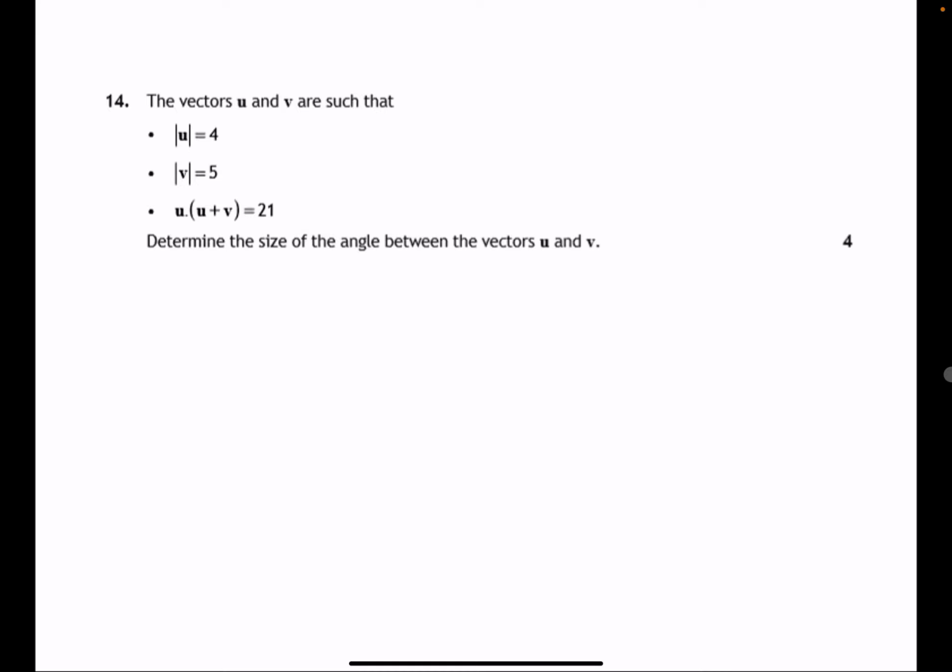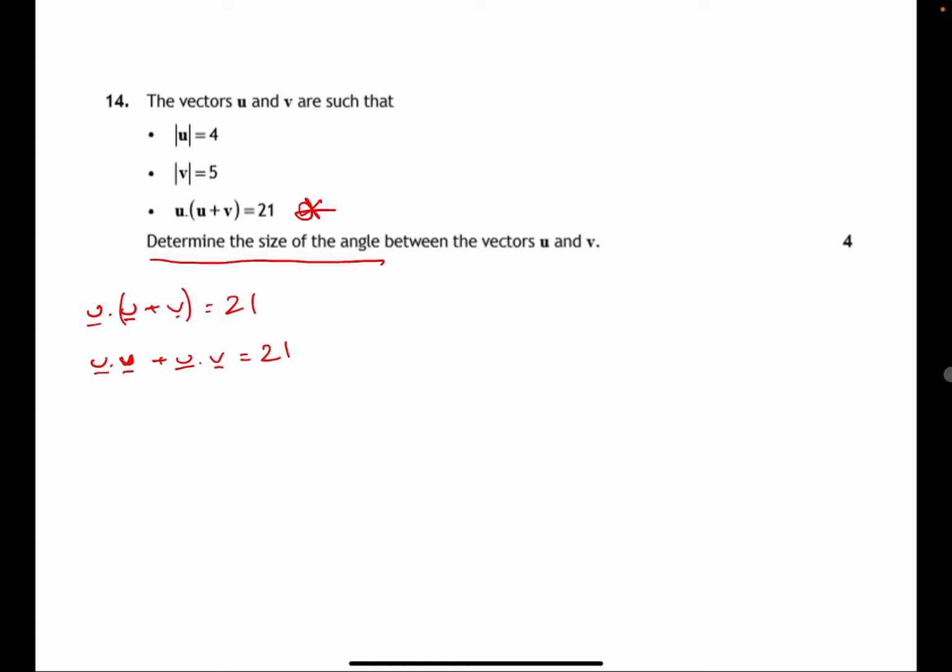Very little information to go on here. We certainly don't have any angles, and that's why we have to determine the size of an angle. So I'd start with what I can do. I can expand this a little bit. So u dot (u plus v) equals 21. I can expand that. It's going to be u dot u plus u dot v equals 21.